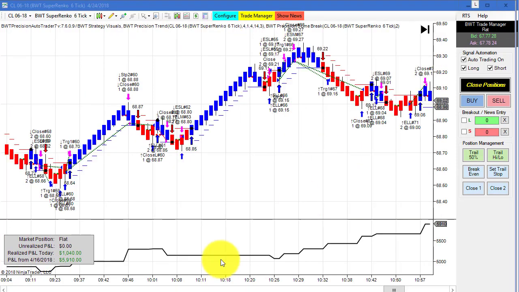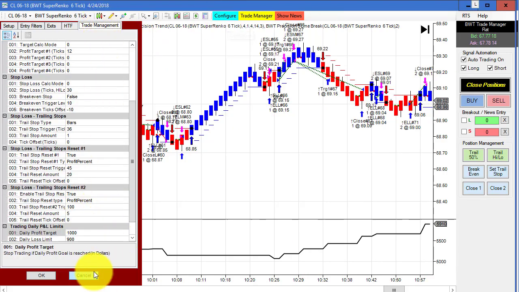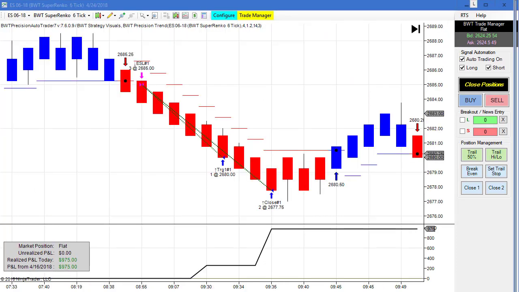Overall, looks like we drew down $600 or $700, $300 a contract or so. Okay, next is the crude oil on a Super Renko 6 tick. This is using our line break logic, and this came close to our goal, I'm pretty sure. Actually exceeded our goal. We had positive slippage, so we did 1,040 on this, trading 2 contracts.